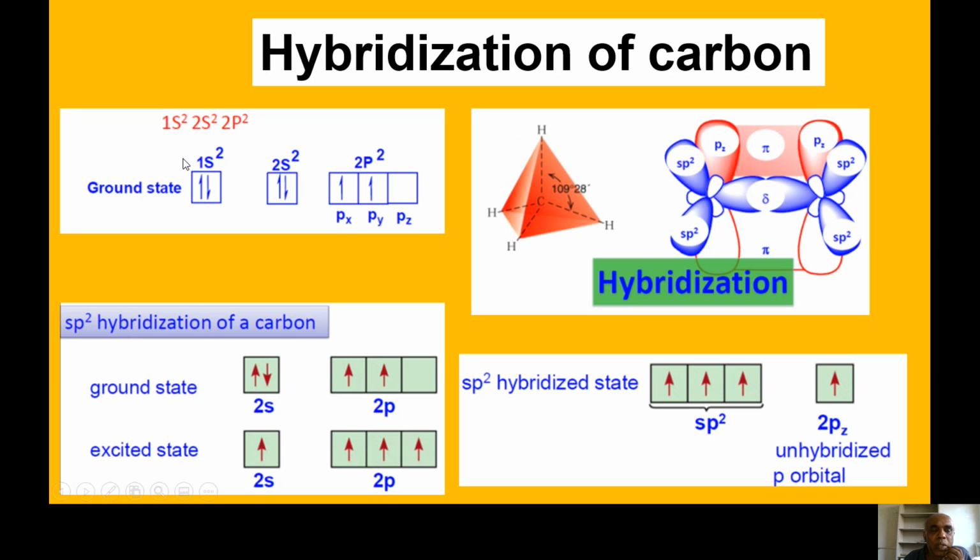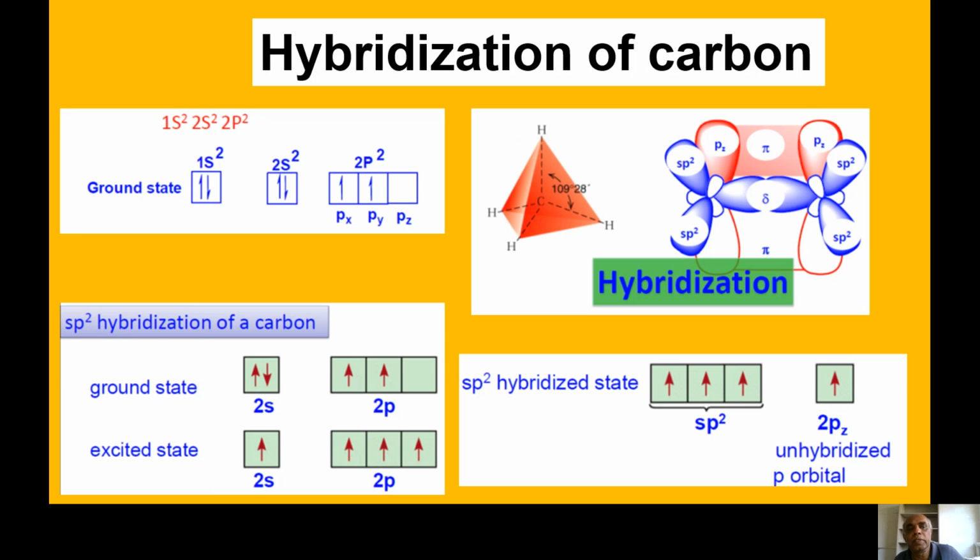We know that carbon in the ground state has 6 electrons: 2 electrons in the core state, 1s2, then 4 electrons in the valence state. That means you have 2 in the 2s band and 2 in the 2p band. So we have px and py electrons in this 2p level.